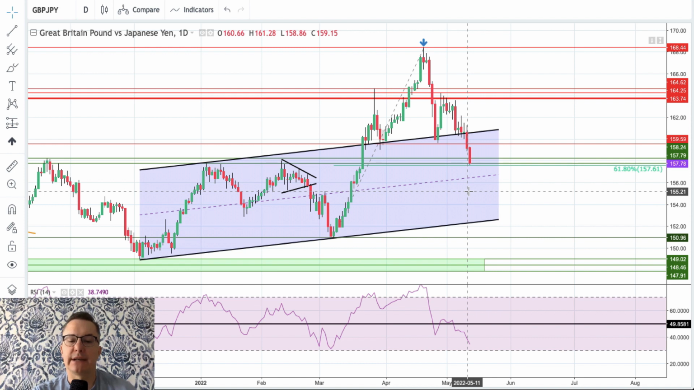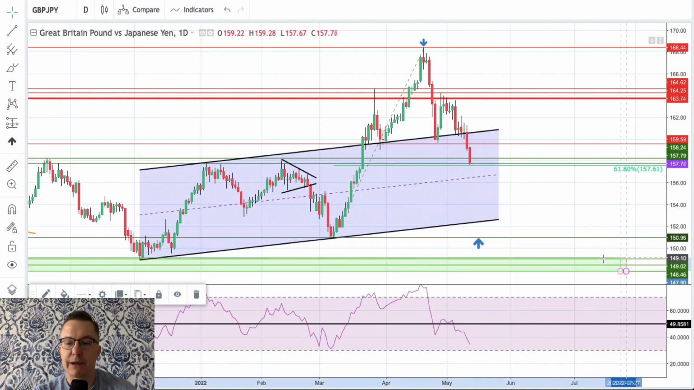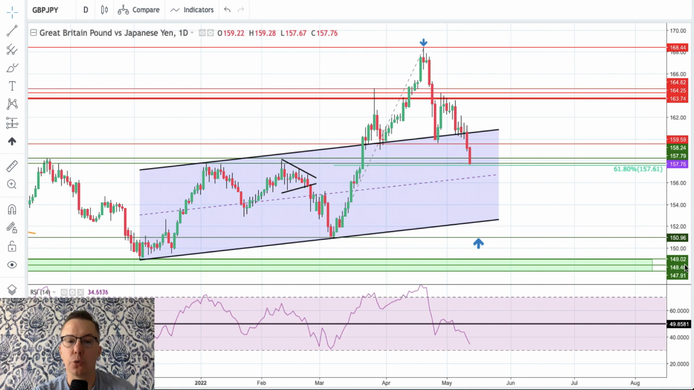However, it looks like the major target for bulls, of course, is the technical resistance 159.59. However, for the bears, the next major target is 150.96, and then demand zone, the big demand zone located between 148.46, 149.02. So please keep an eye on the British pound as well.